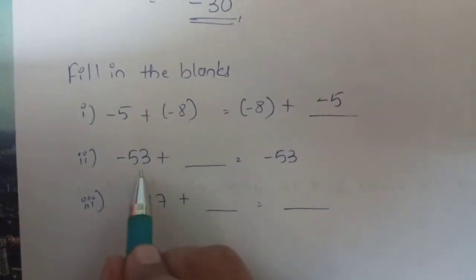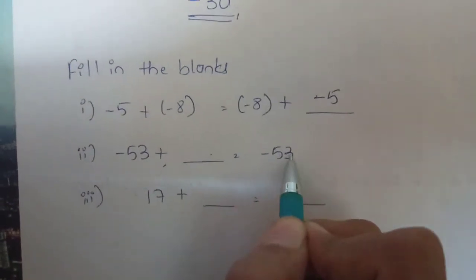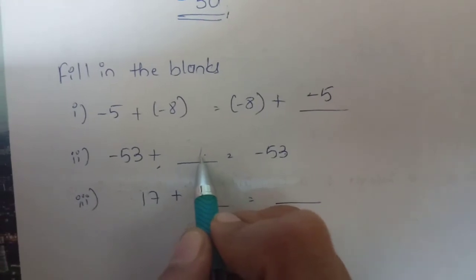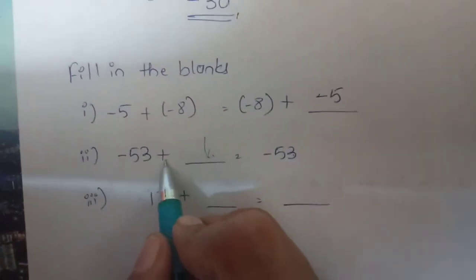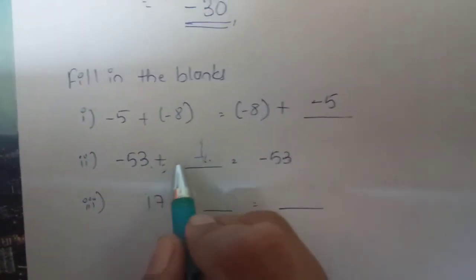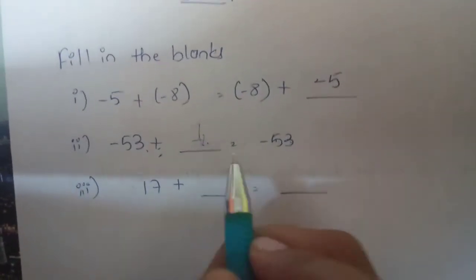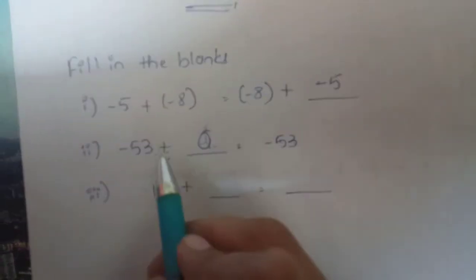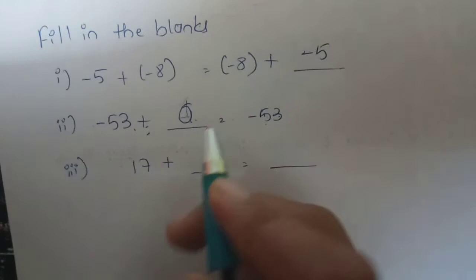Next question. Minus 53 plus blank is equal to minus 53. If you put any number, for example plus 1, then plus minus, minus 53 minus 1 will be minus 54. It won't come as minus 53. So here the number will be 0. Minus 53 plus 0 is equal to minus 53.